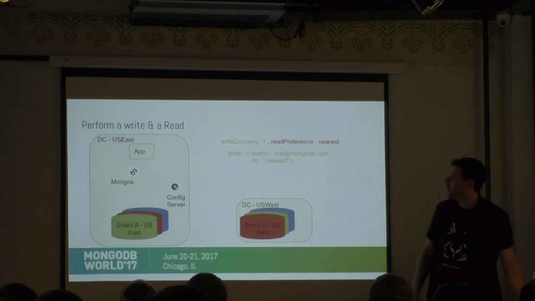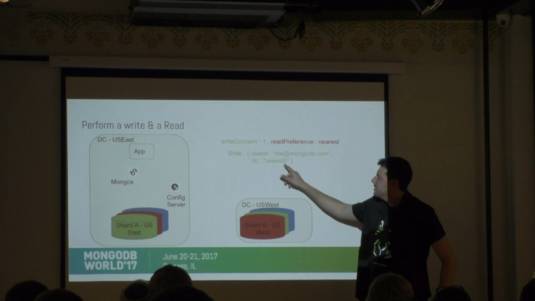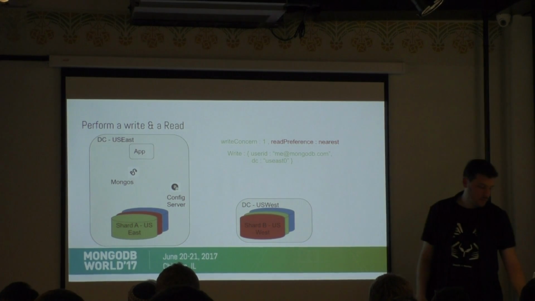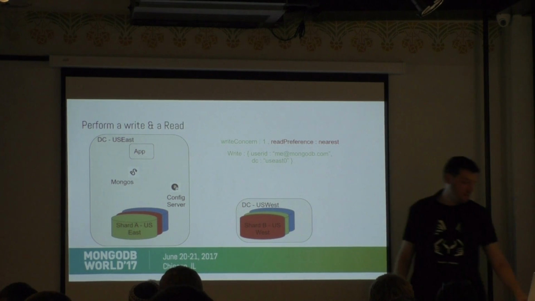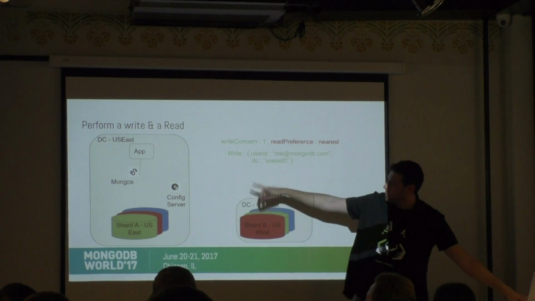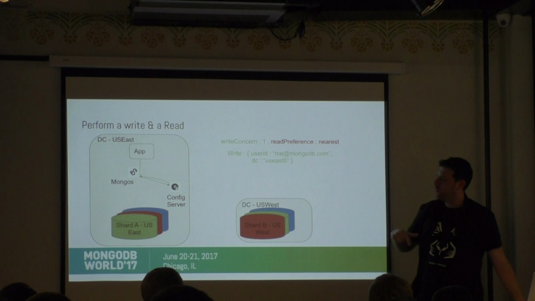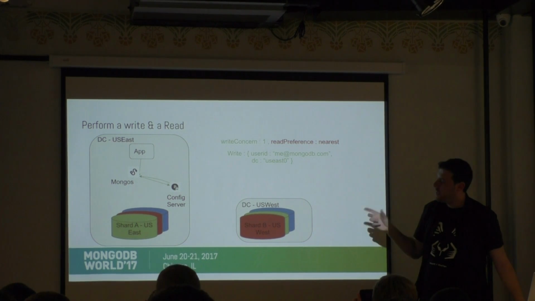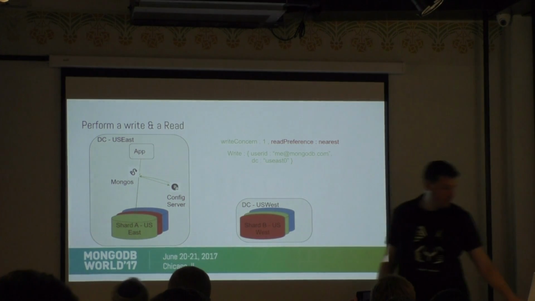Okay, so I'm going to write a record. I'm going to write a user ID, which is me at mongodb.com, to DC US East 0. Of course, this can be configurable on the app server somewhere, like metadata that the app server stores, that is sitting in US East. Now the data is being written to the mongos. The mongos goes to the config server, asks for the metadata, where should I place this document, and writes it to shard A here.